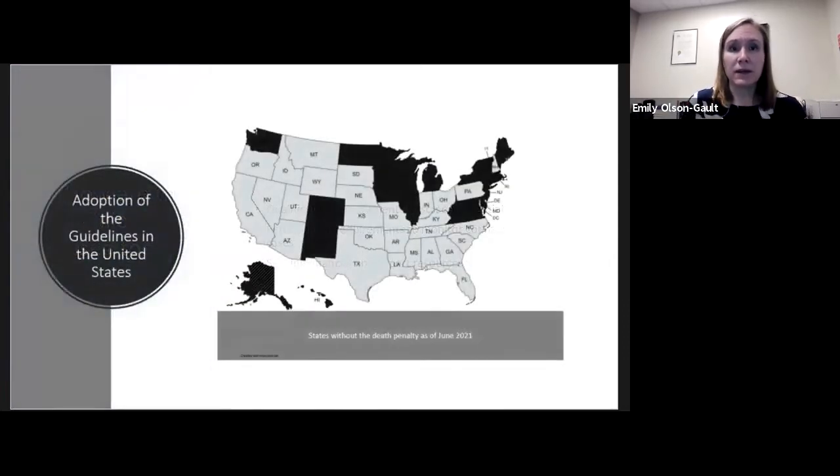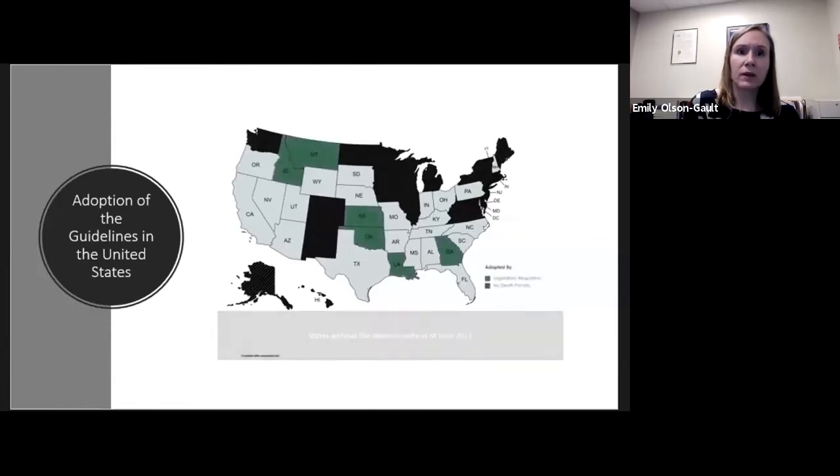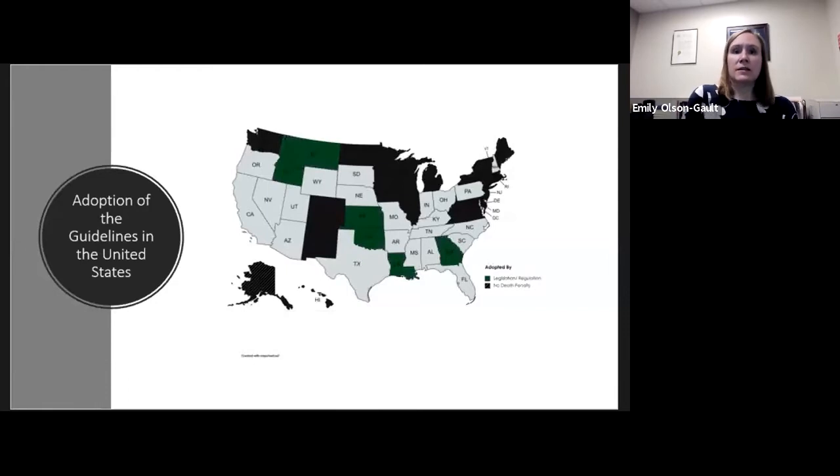So just to set the stage here, this is a map of the United States showing in gray the states that still potentially use the death penalty. The states that are in black are states that have abolished the death penalty, and so we do not currently work in those states. And this is as of June 2021. In the states here that are highlighted in green, and I should say there's 27 of the 50 states that still retain potential use of the death penalty.